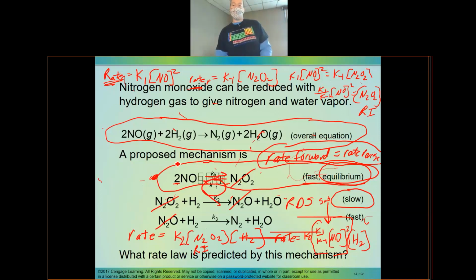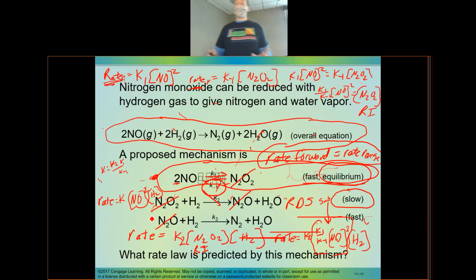All right, so when we are finished, we simply have our rate is equal to K. So if you want to write K as your K2 times your K1 divided by your K minus 1, doesn't matter. A K times a K divided by K, that is K. When you're done with your reaction, it is simply a rate constant for the overall reaction called K. All right, and then that is NO squared. And that is H2.